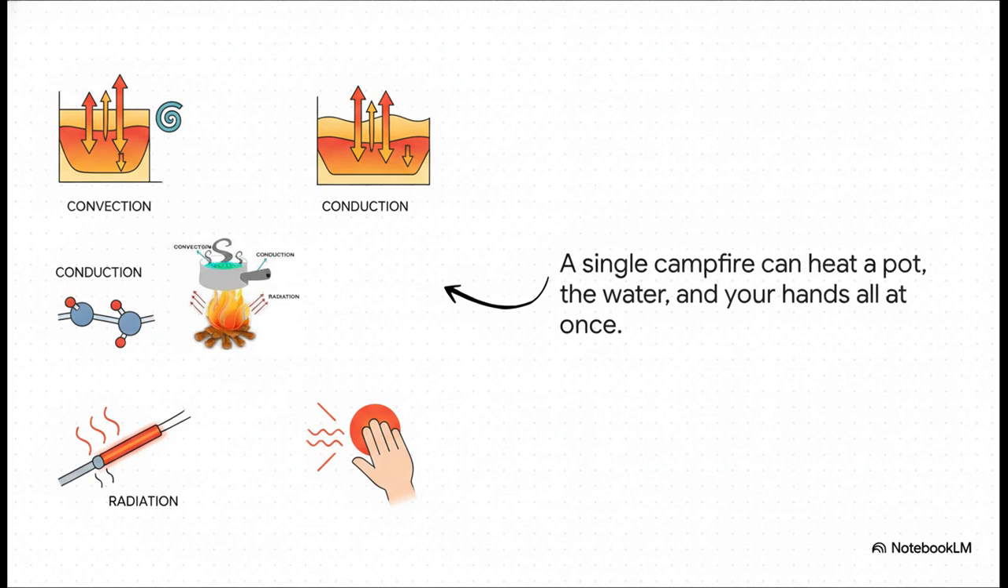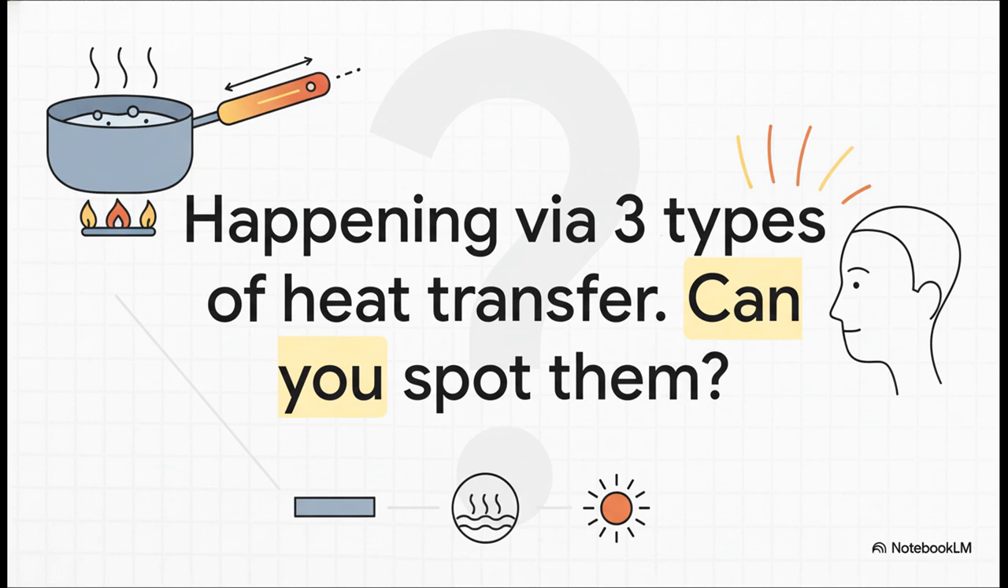I mean, think about a simple campfire. How can that one fire heat up the metal pot, the water that's inside of it, and your hands from a distance, all at the exact same time? It might feel like it's all just heat, but the physics going on here are actually pretty different from each other. You know this cozy little scene? It's basically a perfect science lab for understanding heat.